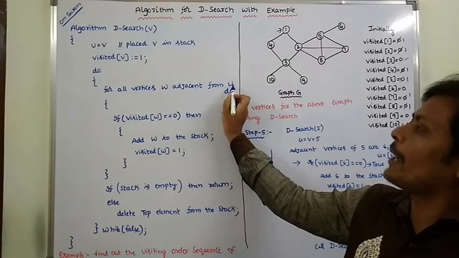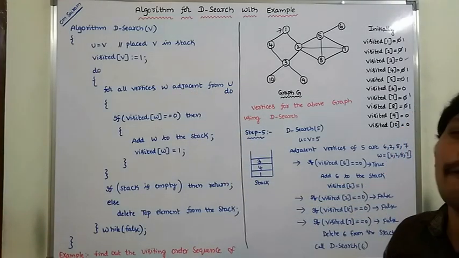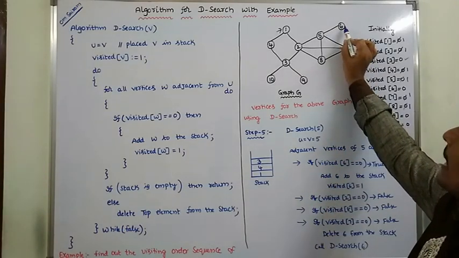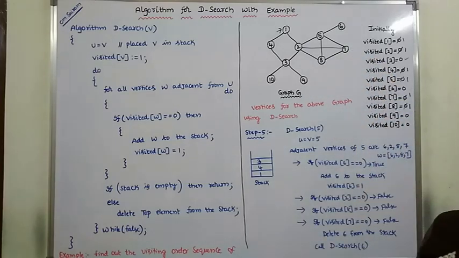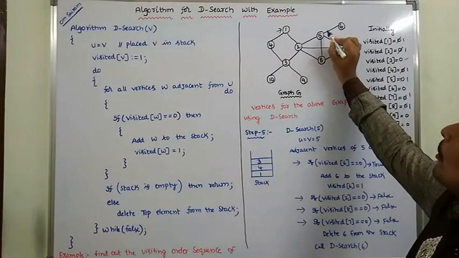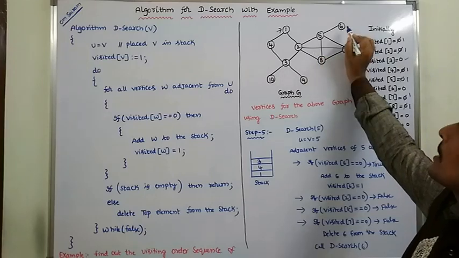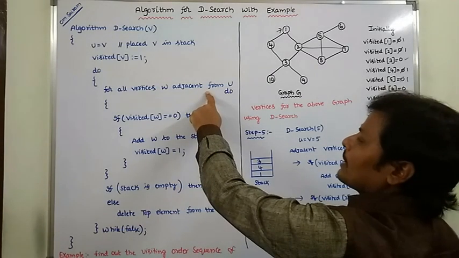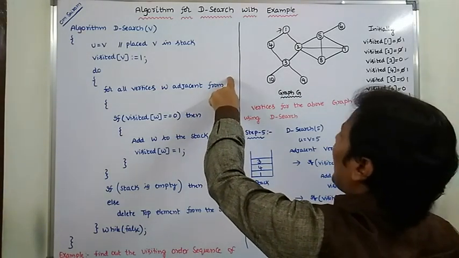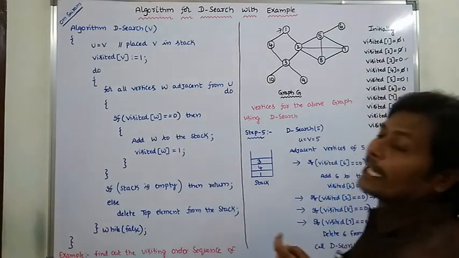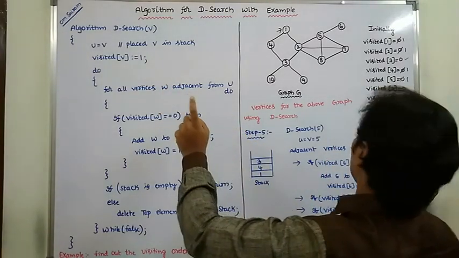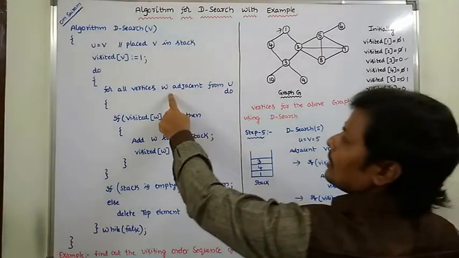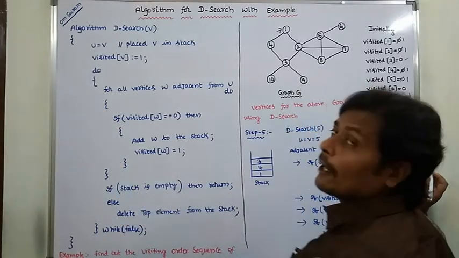U is nothing but 5. What are the adjacent vertices of 5? So that can be treated as w. 5 adjacents are 6, 2, 8 and 7. So now u is equal to 5 and w is equal to 6, 2, 8, 7. So this condition is true. Vertex 5 has the adjacent vertices 6, 2, 8, 7. So now w can be taken as 6, 2, 8, 7. This condition is true. Goes to the body of the for loop.